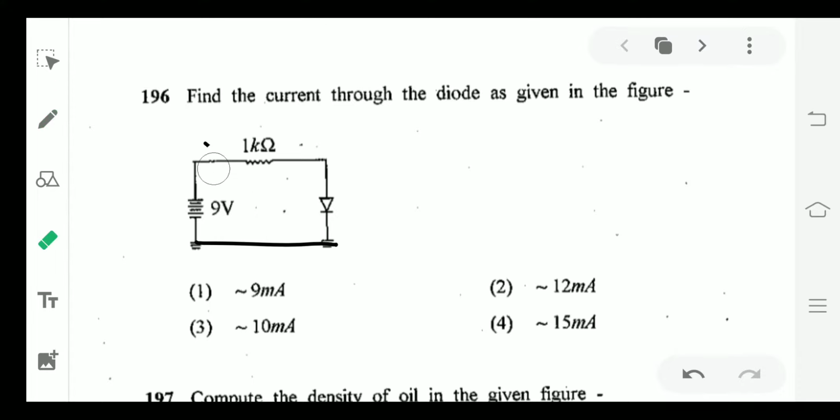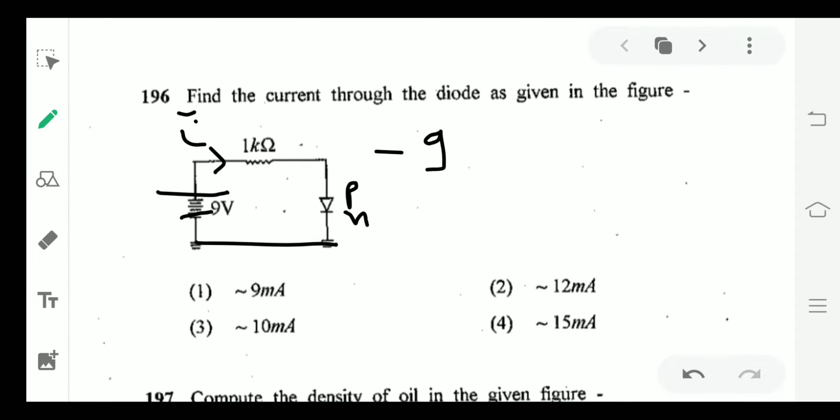Let's suppose a current I passing through the resistance 1 kilo ohm. Now using sign conventions, the voltage of the battery is minus 9 volt. Because this is the P terminal and this is the N terminal of the diode, P must be at high potential, so the terminal of our battery here is the positive terminal, and below it is the negative terminal.